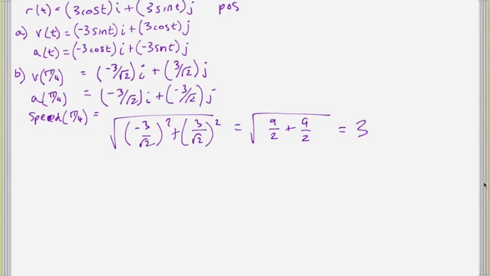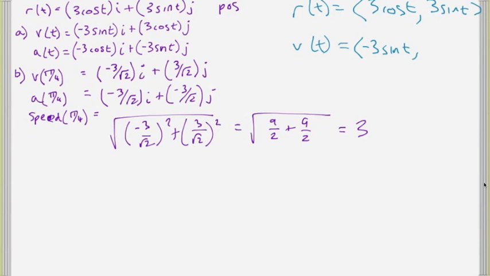Now, I don't know that I have ever seen the AP test use the i and j notation. That's not to say they couldn't. It's definitely a valid notation. But what I have seen them do more often is tell you that r of t is, in vector form, 3 cosine of t, 3 sine of t. You do exactly the same thing, you just write it in vector form instead of with i's and j's. So velocity would be negative 3 sine t and 3 cosine t.